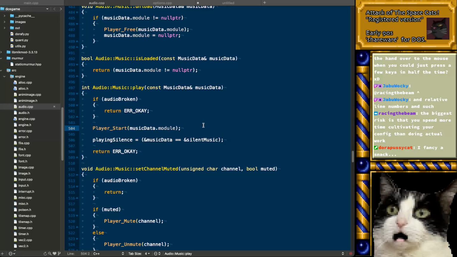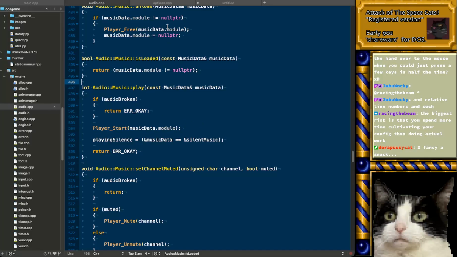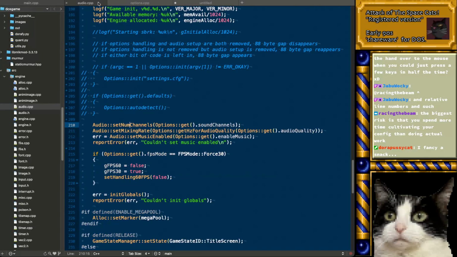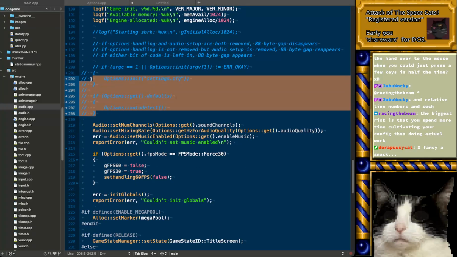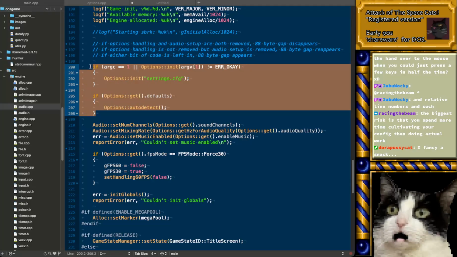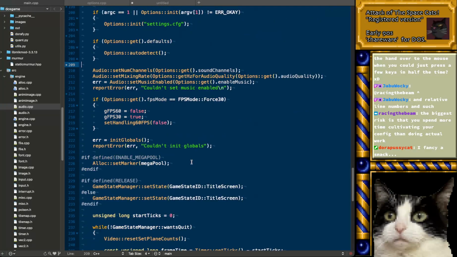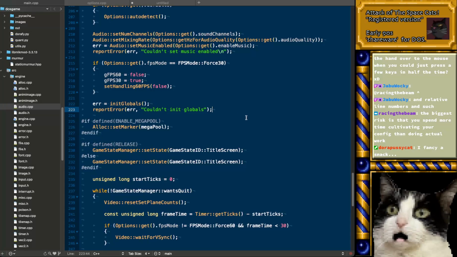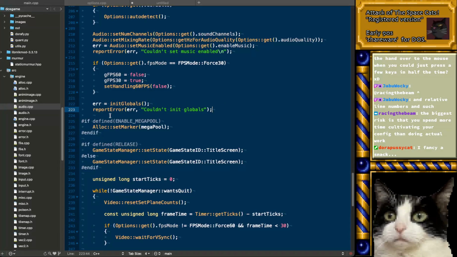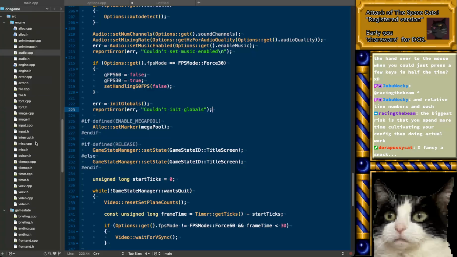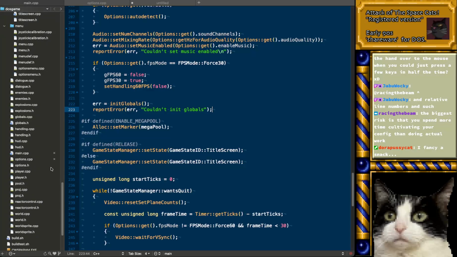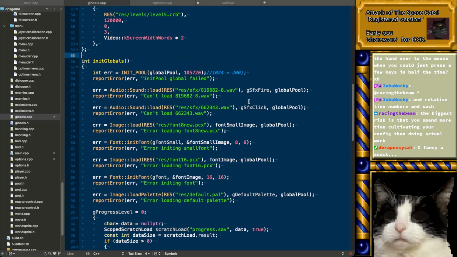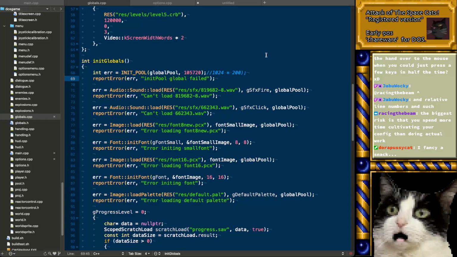Let's put that back. Okay. Comment this again. Excuse me. So init global is going to happen, and then at that point, I suppose global will have to do it because it's got the pointer. Well, it's got the memory pool rather. Here we go. Init pool's happening there before we do any of this.